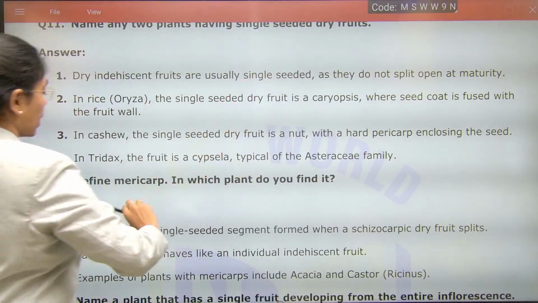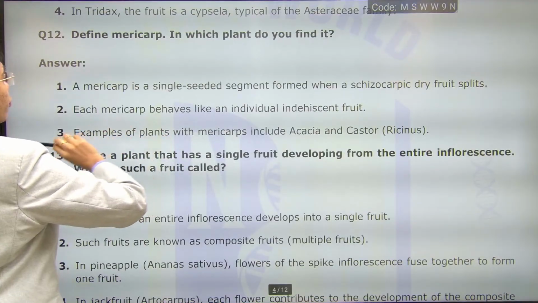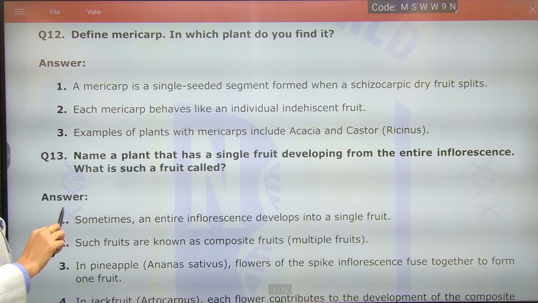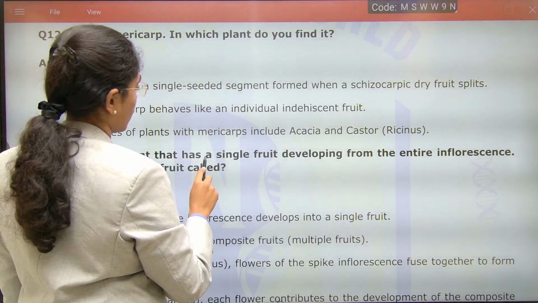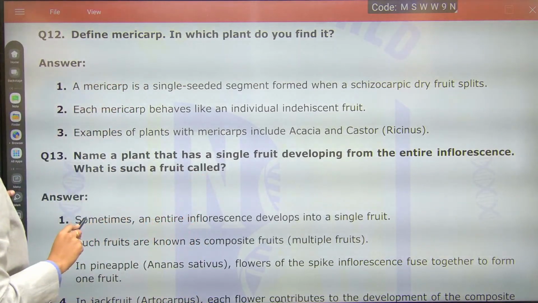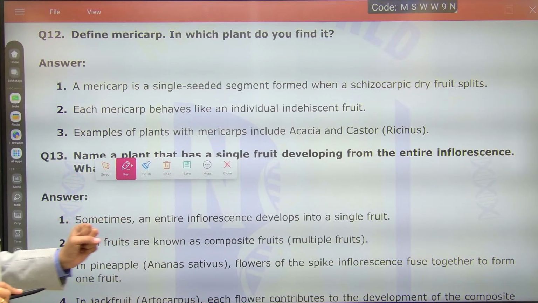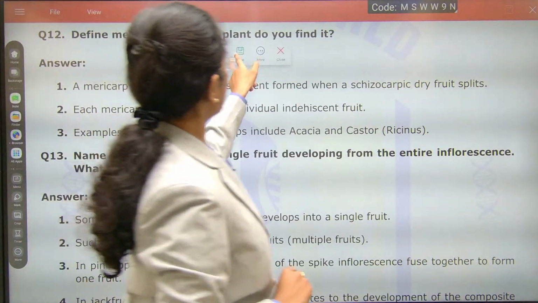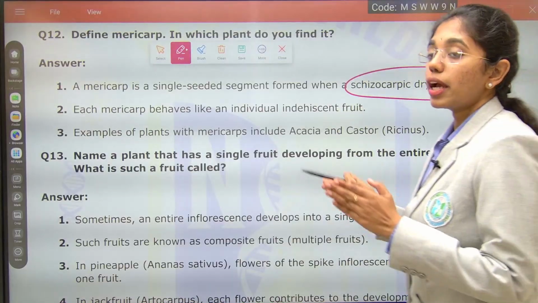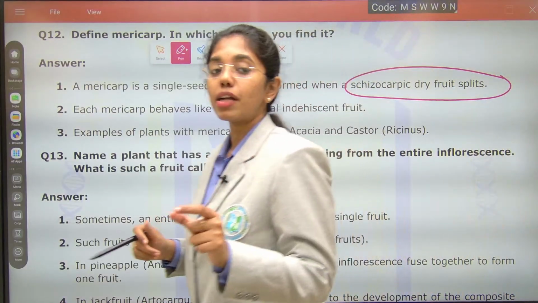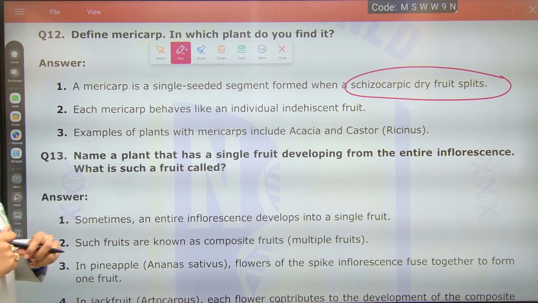Define mericarp. What do you find? In which plant do you find it? A mericarp is a single seeded segment which is formed when a schizocarp dry fruit splits. When a single schizocarp dry fruit splits, it forms short segments. Each segment is addressed as a mericarp.